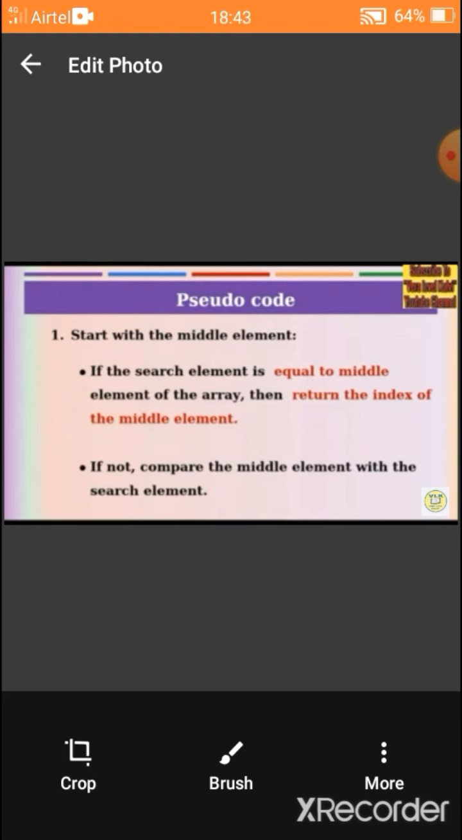First, it starts with the middle element. Already we know that an element list is separated into two parts to find the middle element of the list. So it goes to the middle element first and checks with the middle element. If it is a match, it returns the index. If it is not a match, it again finds the middle element.